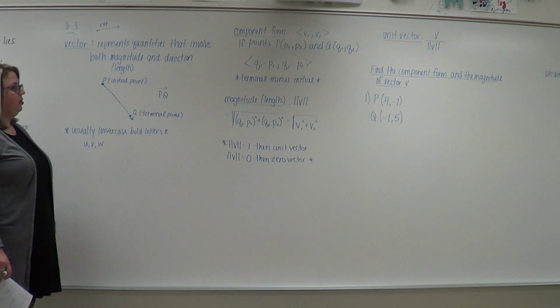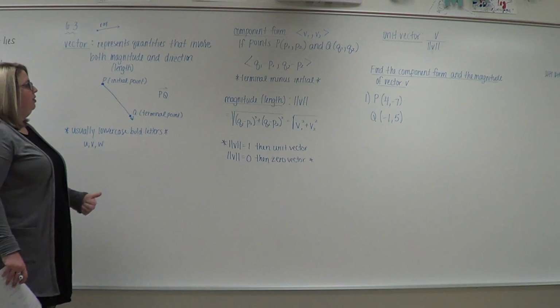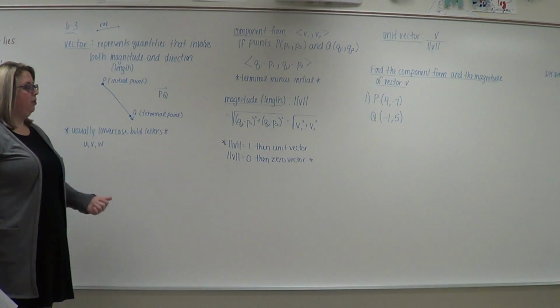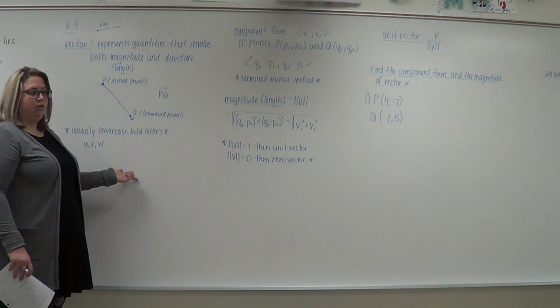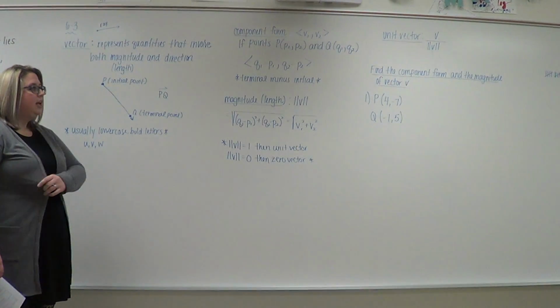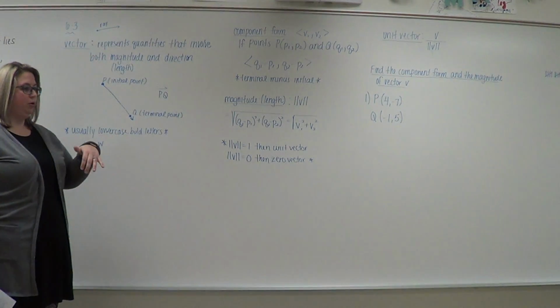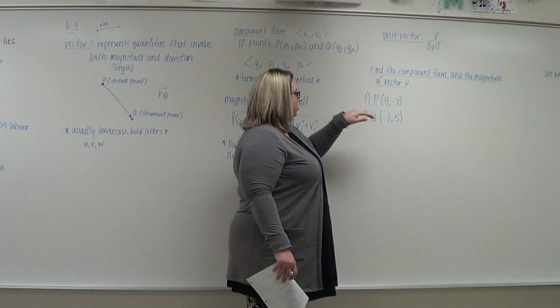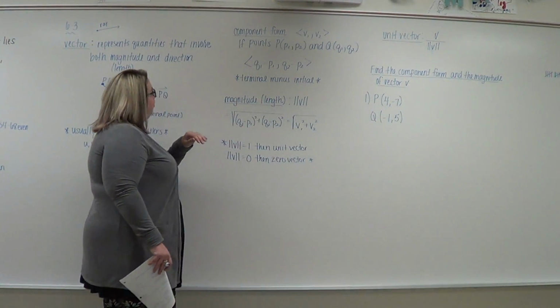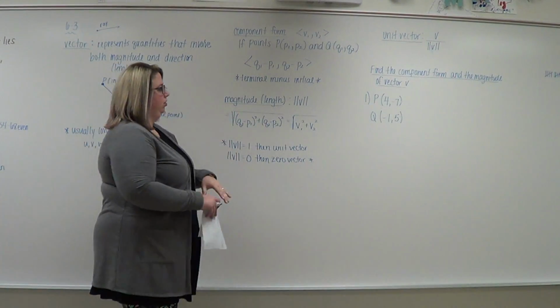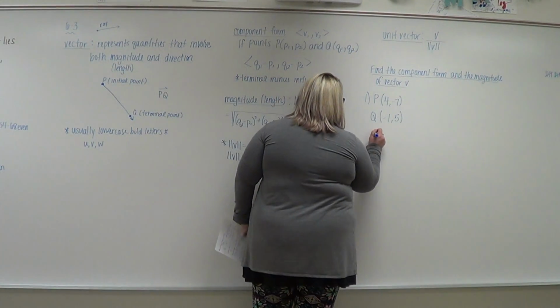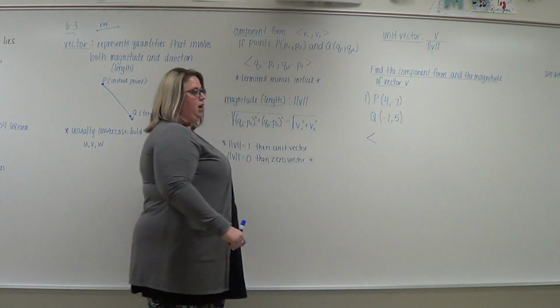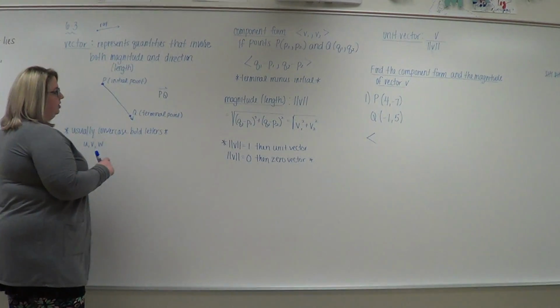Okay, so we're gonna do some examples now. The first part, finding component form, and then we're gonna find the magnitude. If it's not labeled which one's initial and which one's terminal, the first one listed would be initial, the second one listed would be terminal. So if I wanna find component form, I make my vector, then I do terminal minus initial.